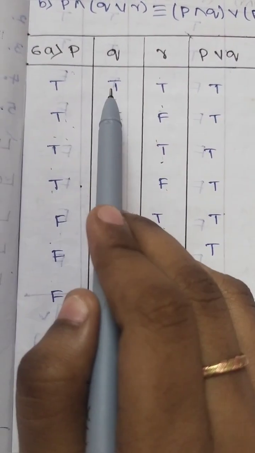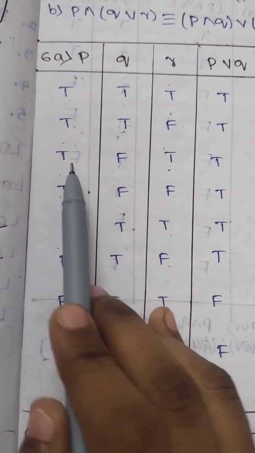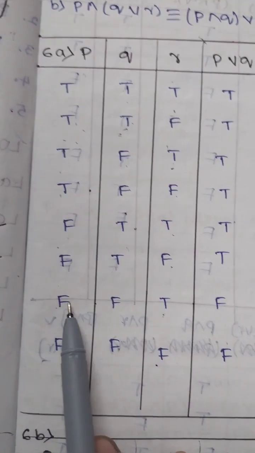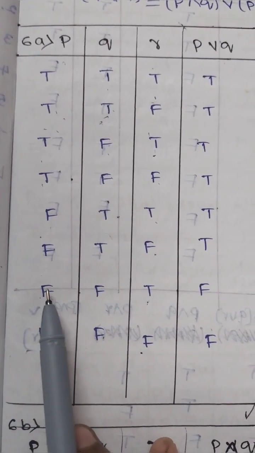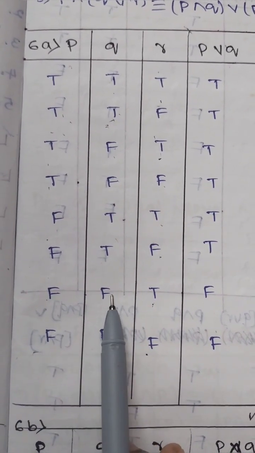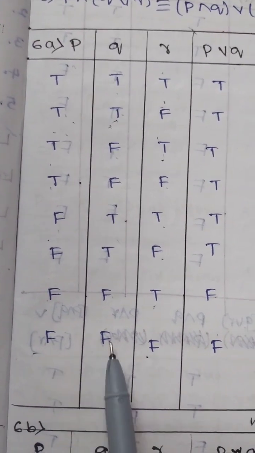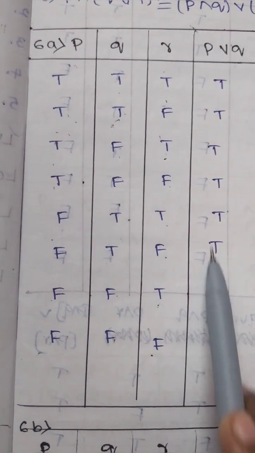Check once, true means no, it's not satisfying the condition. Say it's satisfying the conditions. What is the R condition? When P is false and Q is false, then only false, remaining all are true.